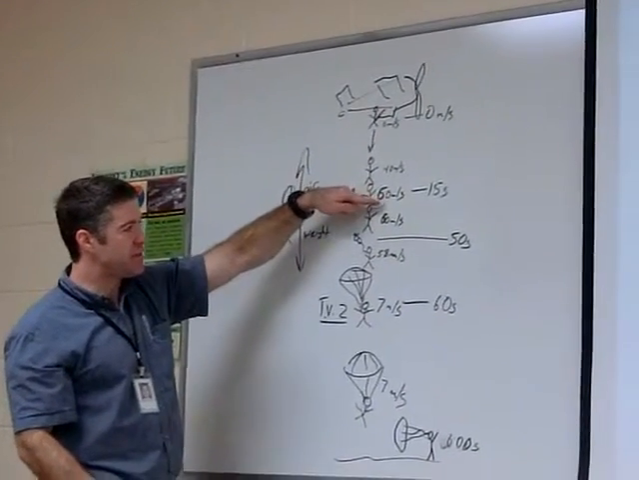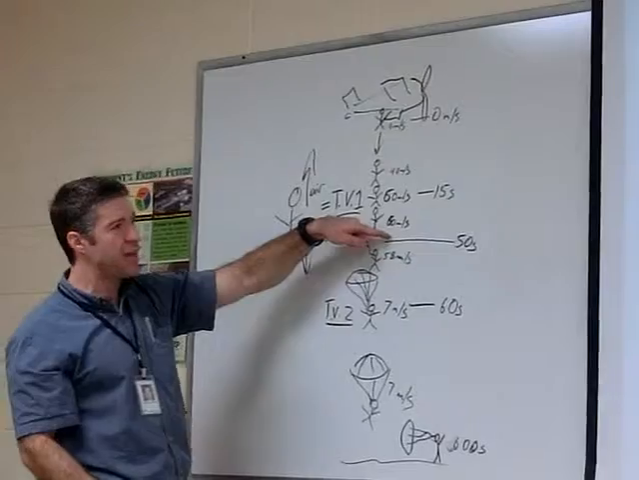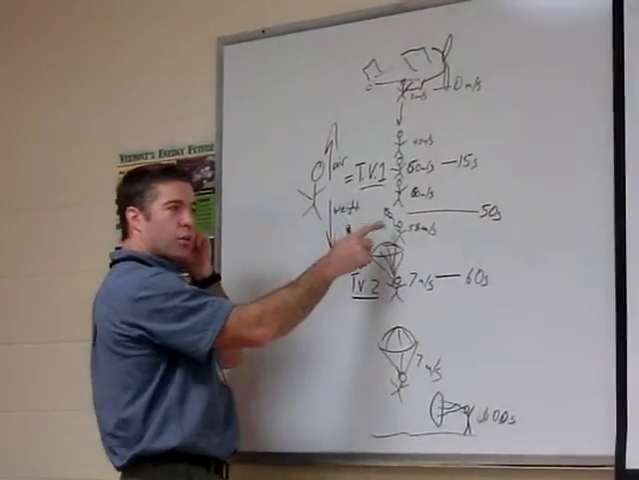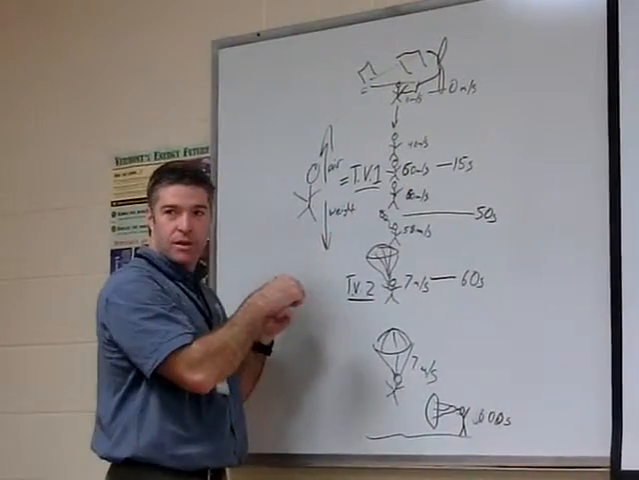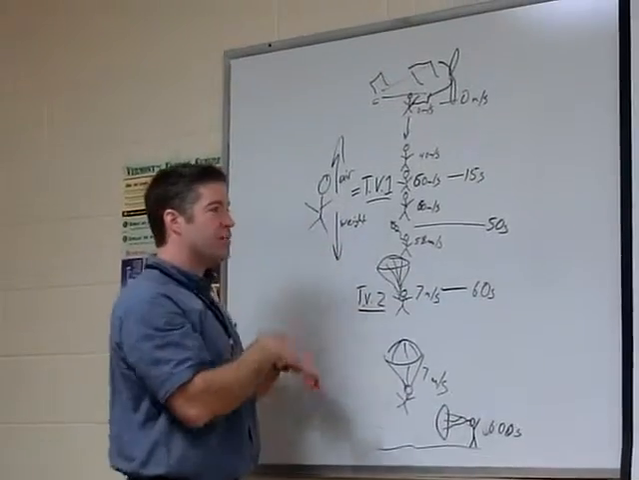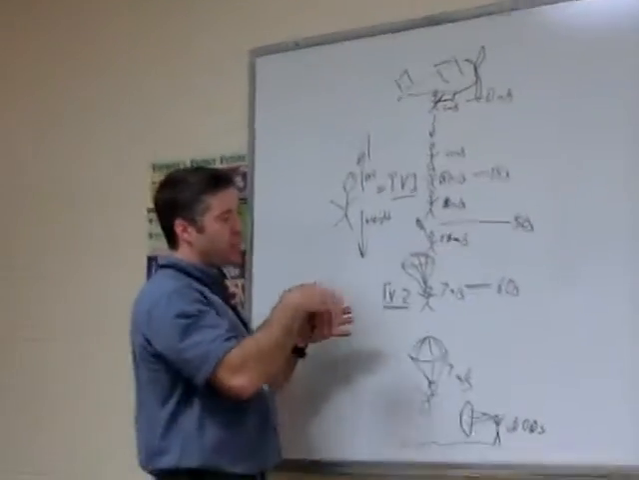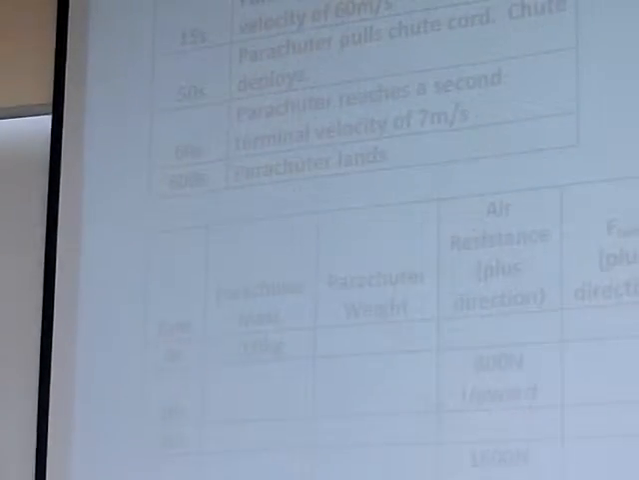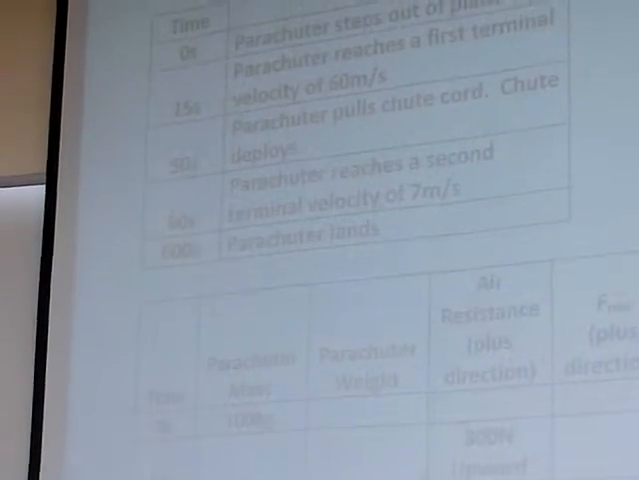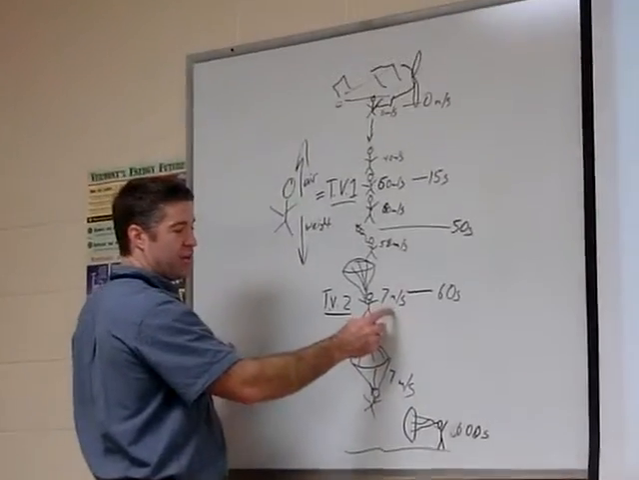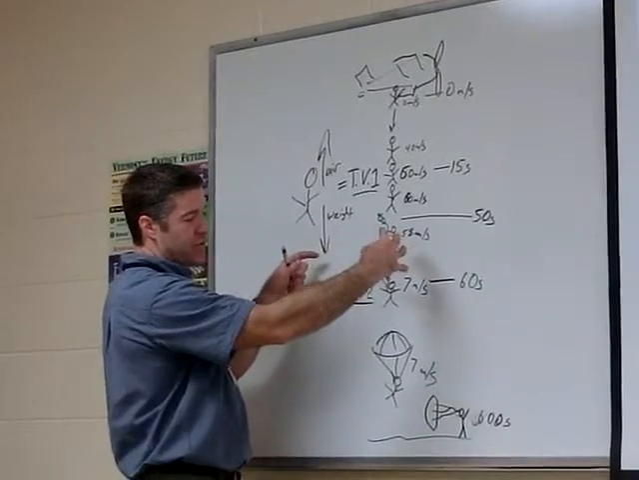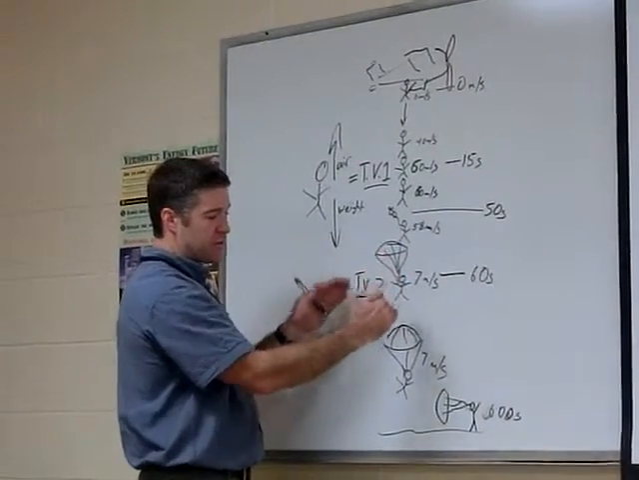So they stay at 60, 60, 60, 60 until 50 seconds when the parachuter pulls the cord and the chute deploys. So here the chute starts to come out. What's that going to do to the speed? Slow them down. They're going to begin to slow down in how fast they're falling. And then at 60 seconds, the parachute has fully deployed and they reach a new terminal velocity of 7 meters per second. And then once they're at that next terminal velocity, the chute stays open, they just float to the ground at 7 meters per second.